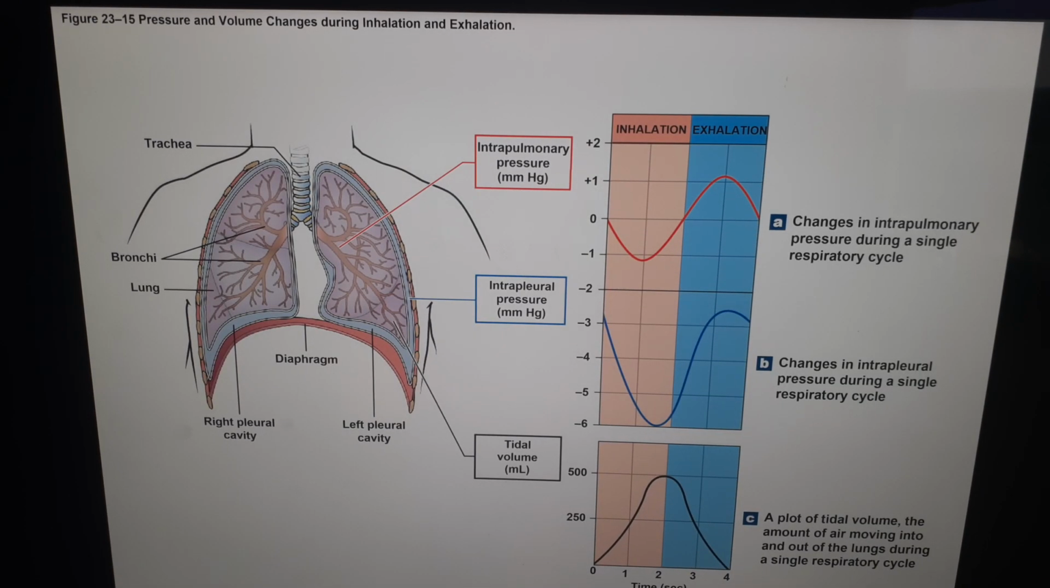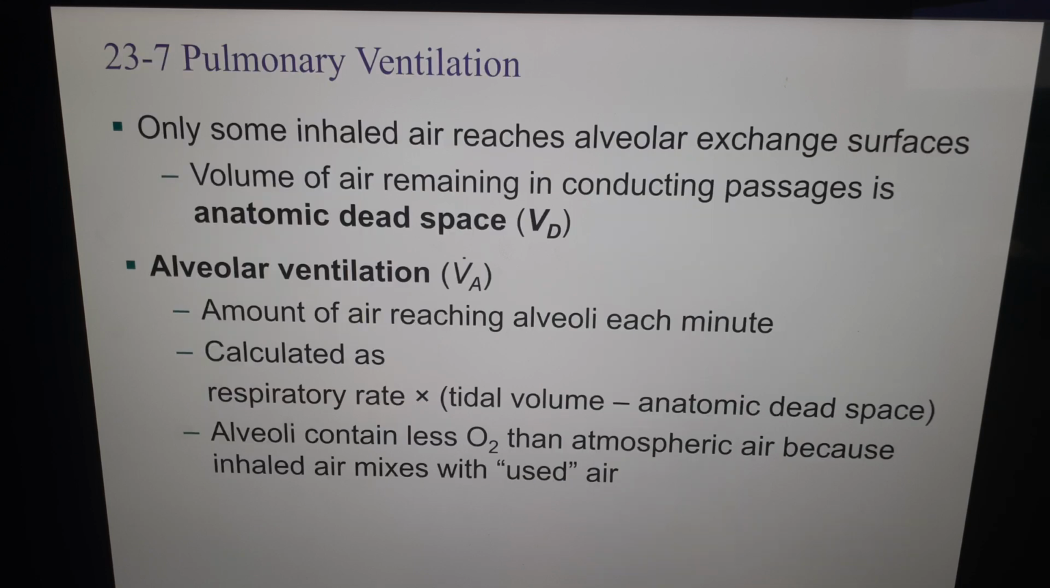So you can see here our pressure changes. Some inhaled air gets all the way down to the surfaces of the alveoli and gets to do the exchange. But guess what? Anything that's not in an alveolus has to enter and leave, but it doesn't actually contribute any oxygen. So that is called the anatomic dead space. So everything in the bronchioles, the bronchi, the trachea, the pharynx, the nasal passages, even in the mouth, all of that air is basically wasted air with each breath.